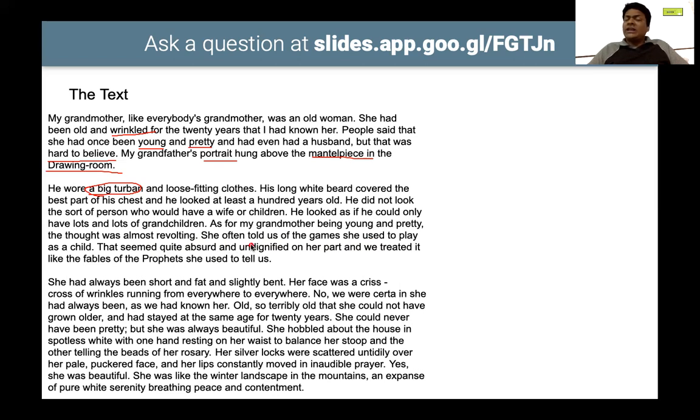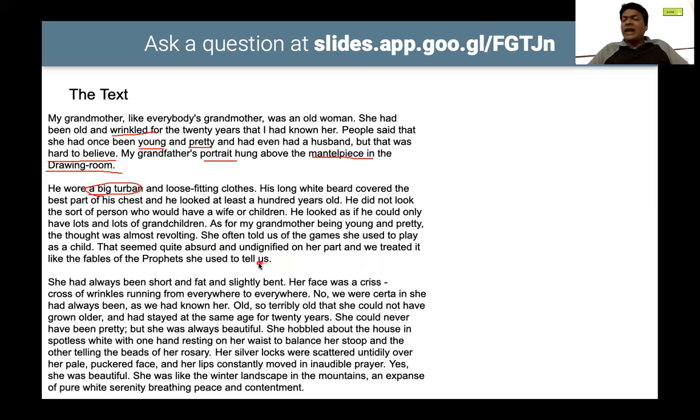The author stated that the writer's grandmother used to play games during the writer's childhood. She often told us of the games she used to play as a child, and that seemed quite absurd and undignified on her part. Absurd means ridiculous. The kind of game she used to play seems ridiculous and also undignified on her part. Undignified means something which has no respect, right? So silly on her part.